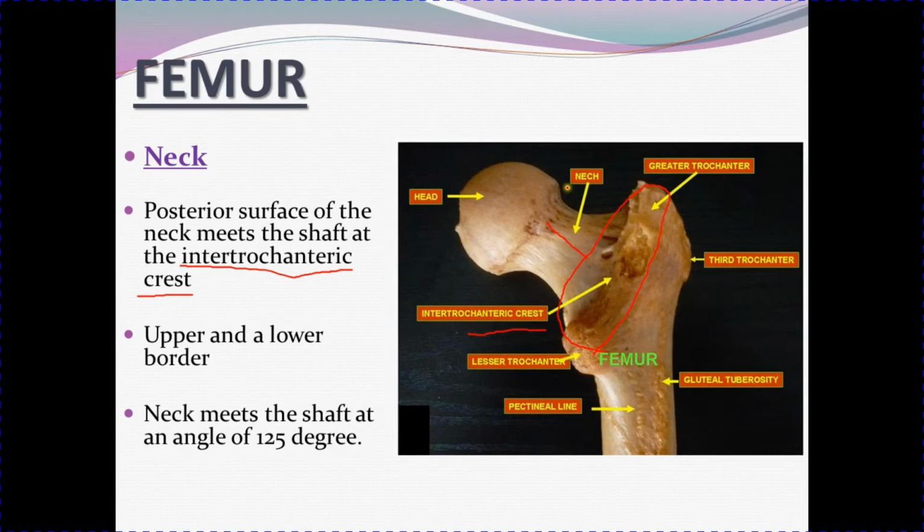The neck has an upper border which is concave and it has a lower border. The neck meets the shaft at an angle of about 125 degrees.